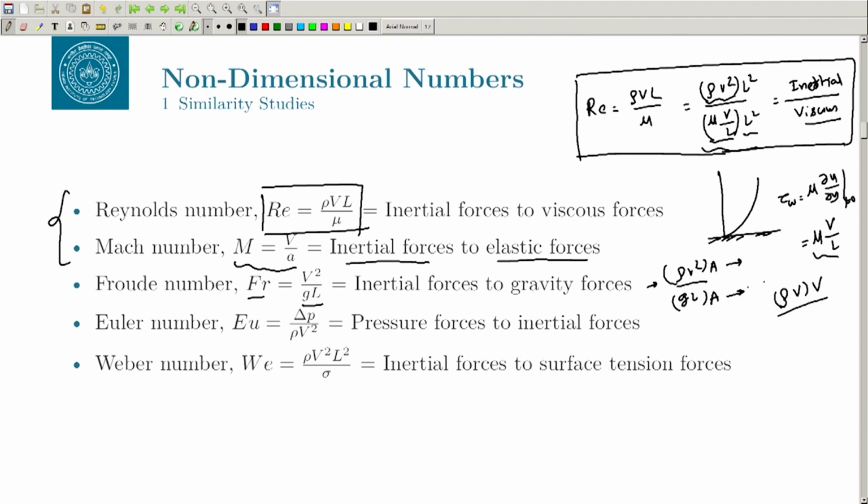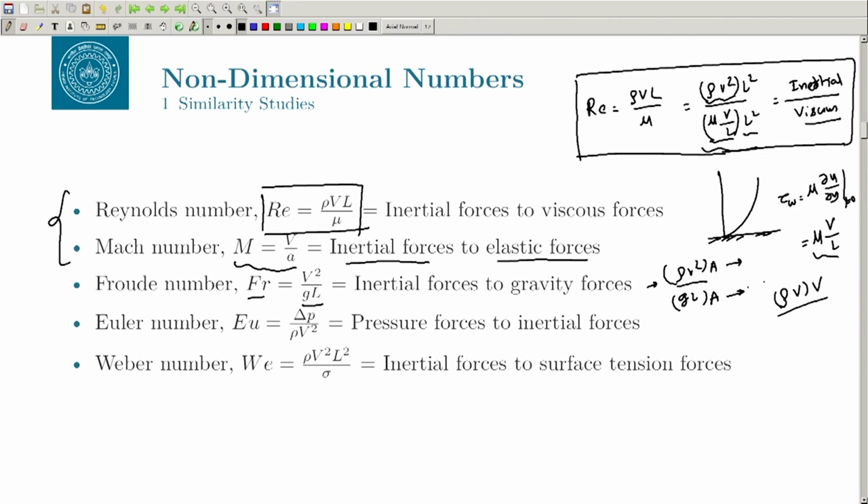So, all these numbers tell you that it is basically an interaction between two forces, and which force is dominating in a given situation. Let us say if the Froude number is low, then your gravity force is dominating over the inertial force. If the Froude number is high, the inertial force is dominating over the gravity force. So, depending on what kind of fluid flow you are trying to simulate, you have to look for the forces which are dominant in the flow field, and then you basically balance them out.